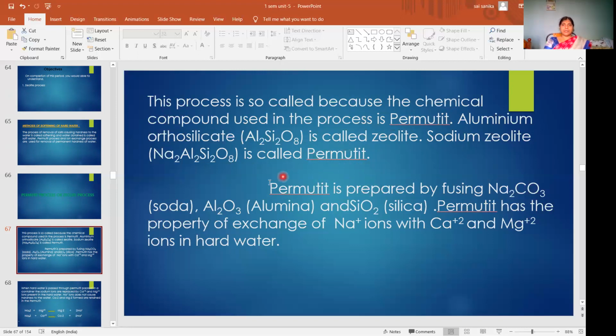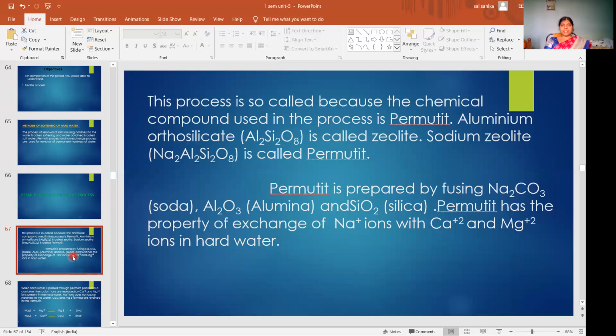Okay, how is this permutit prepared? By fusing sodium carbonate, aluminum oxide and silicon oxide. All these are fused so that you get permutit, and this permutit has the property of exchanging Na+ ions with which ions? With the Ca2+ and Mg2+ ions present in hard water.